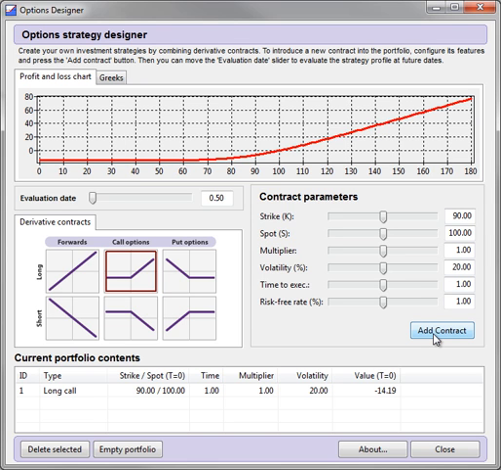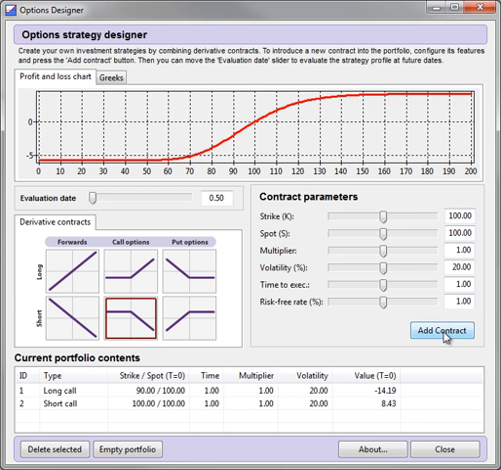Now let's add our first short call with a higher strike price. Let's assume an At the Money option with a strike equal to the spot price. As you may see, at this point we have a bullish spread combination.